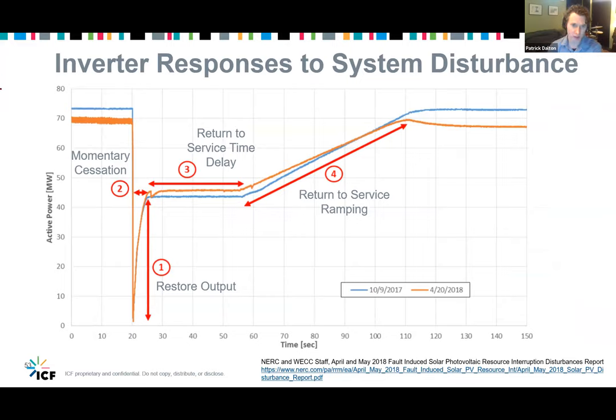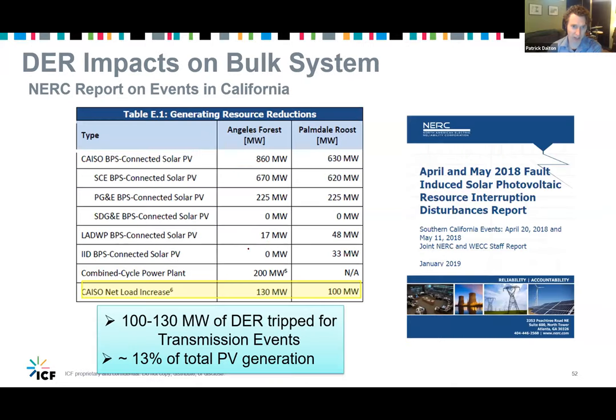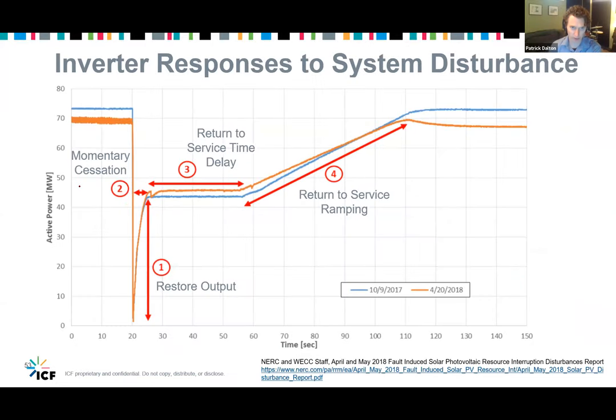So if we look at the different responses that we talked about earlier for a bulk system event, this is from that same NERC report, and I think it does a nice job illustrating at a bulk system level how a large aggregate amount of DER might respond. Let me first mention that these timescales don't match how DER will operate, because most of these were bulk level resources.